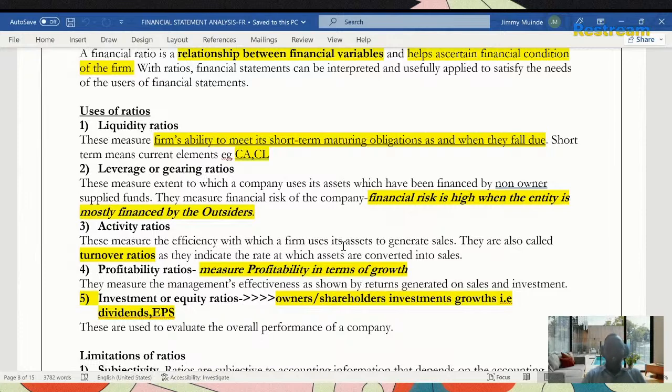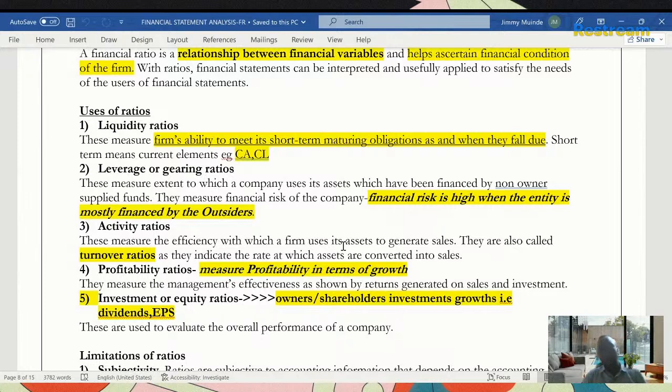So what do you mean by this? We also have activity ratios, which measure the efficiency of a firm to generate revenue using its assets. So these ones are to generate revenue. Sometimes they are called turnover ratios because they indicate the rate at which assets could be converted into sales.